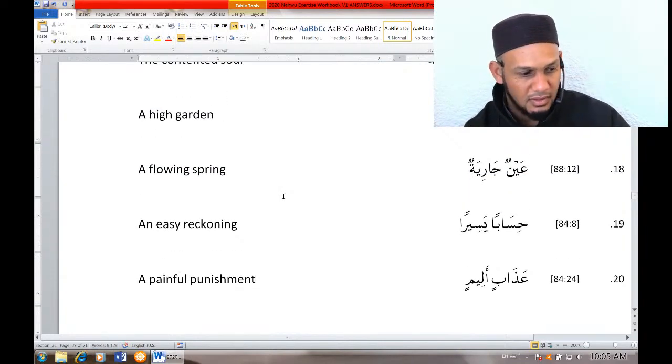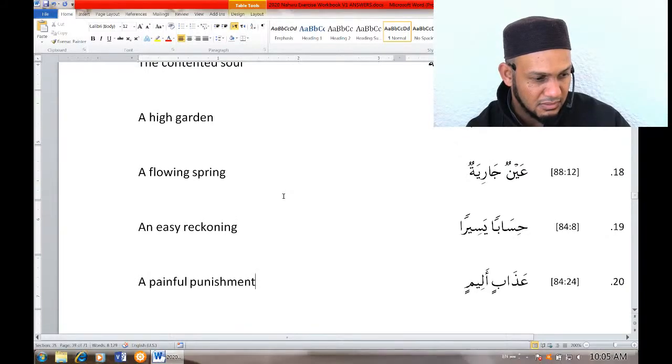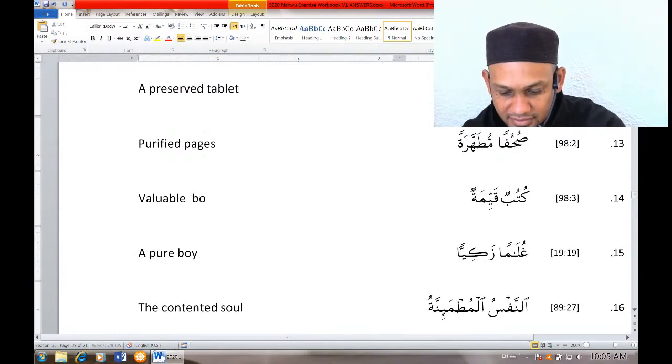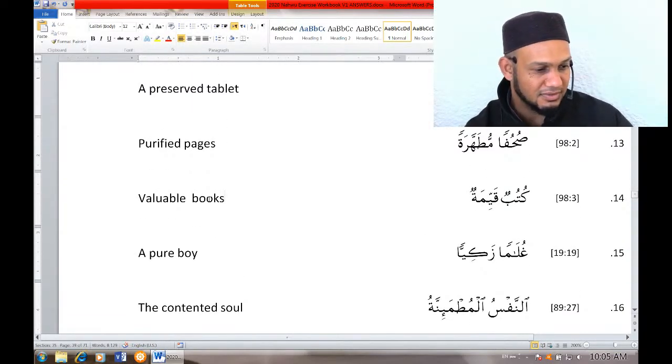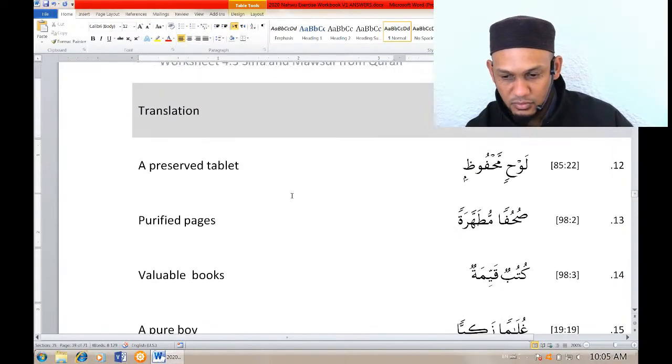Okay. Are there any questions? Number 14 is books. Oh, shukran. Number 14 is books. Any other questions on this? So these are all straightforward examples.